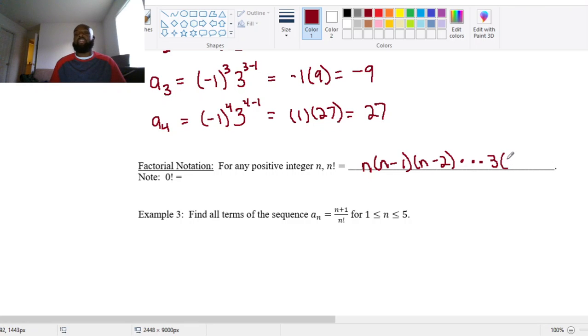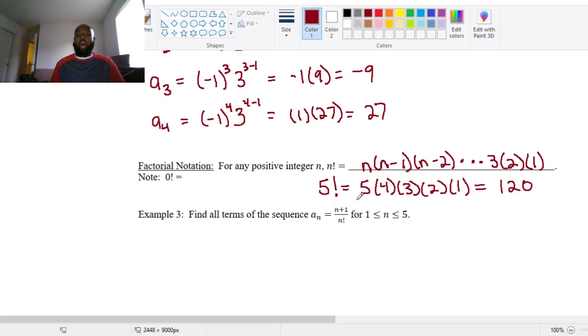The next positive integer less than that is 2. The next positive integer that's less than that is 1, right? So this is what this symbol means. It's saying do this multiplication. For instance, if I have 5 factorial, this means to multiply 5 by 4, multiply that by 3, multiply that by 2, and multiply that by 1. And then that's going to be what 5 factorial equals. 5 times 4 is 20, times 3 is 60, times 2 is 120, times 1 is still 120. So 5 factorial is the same thing as 120.